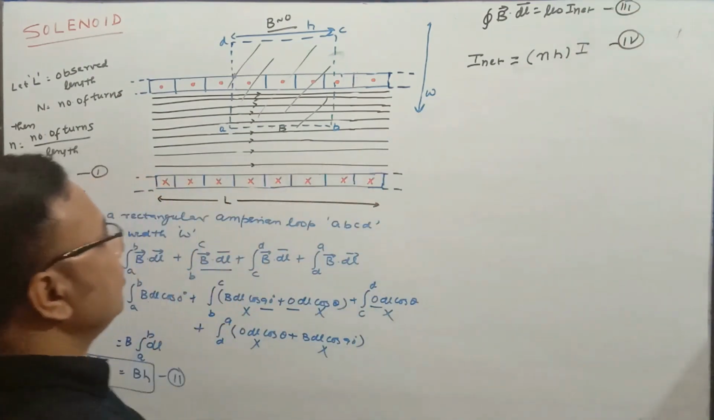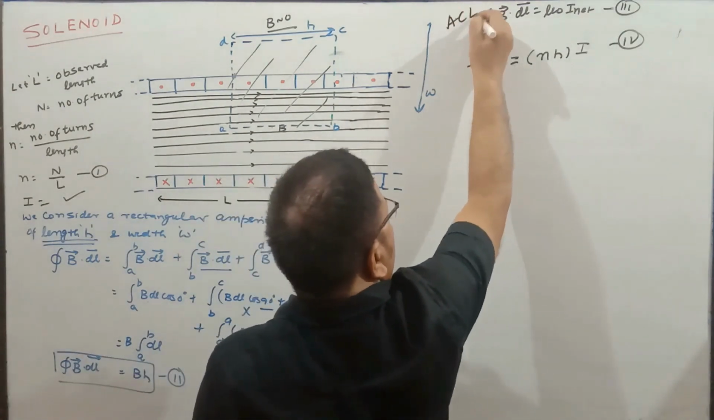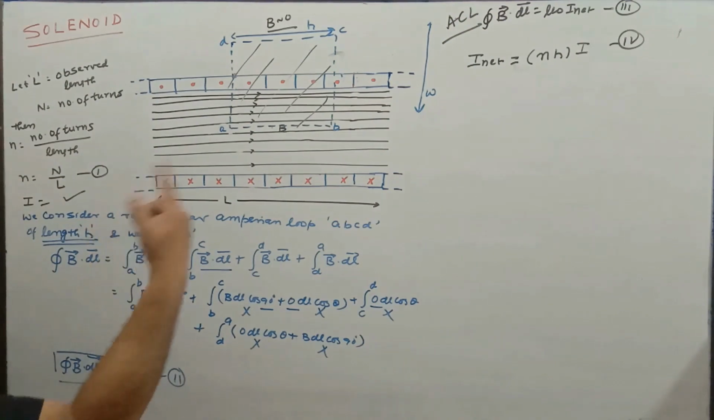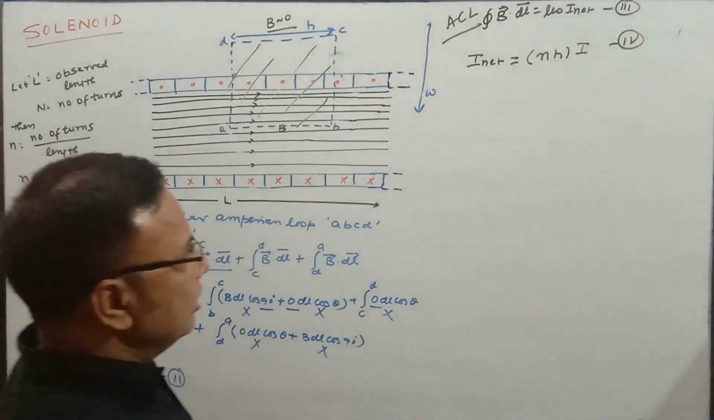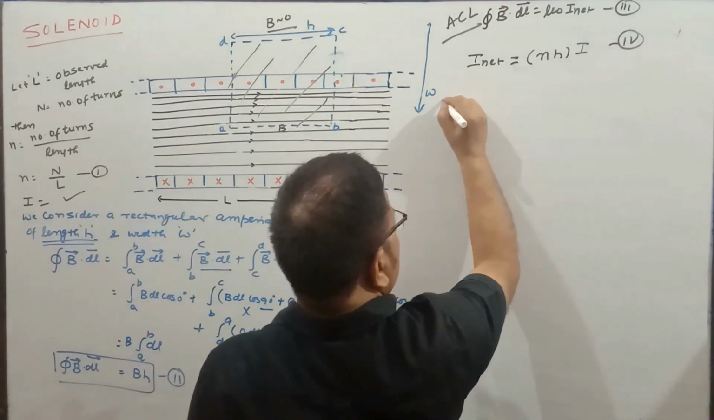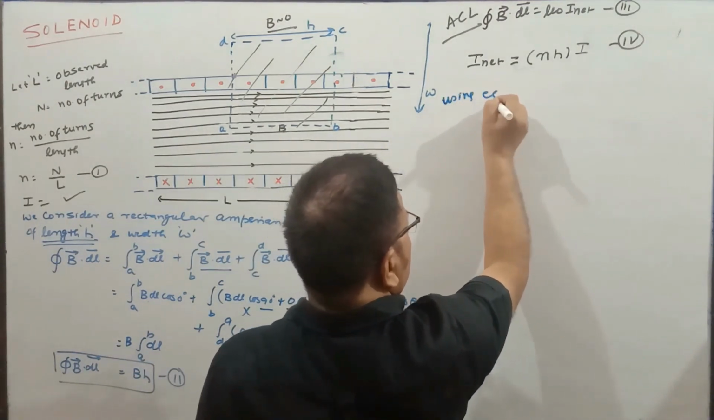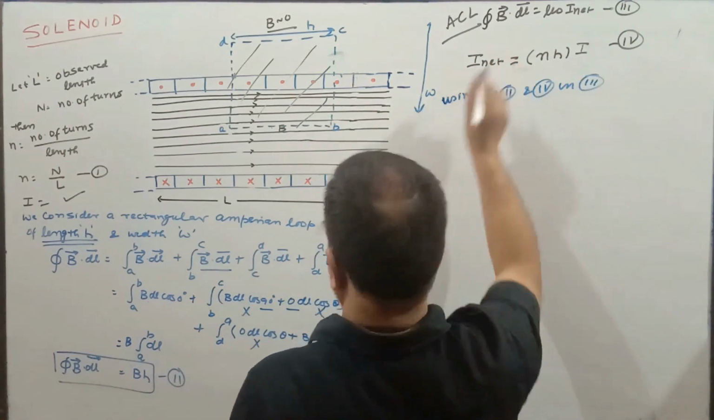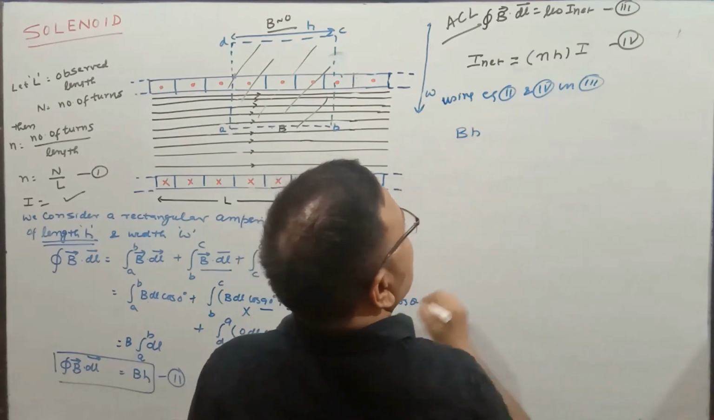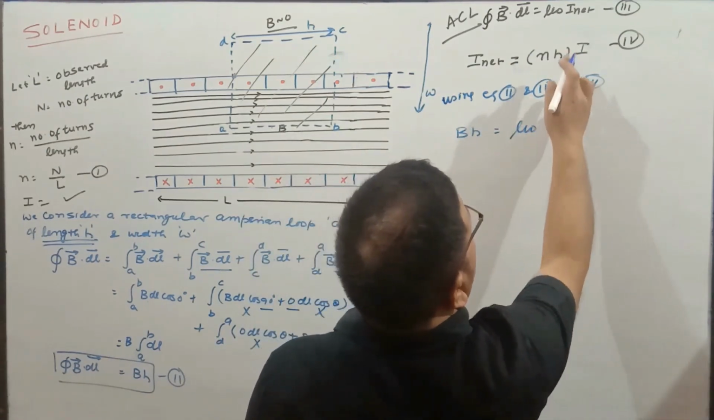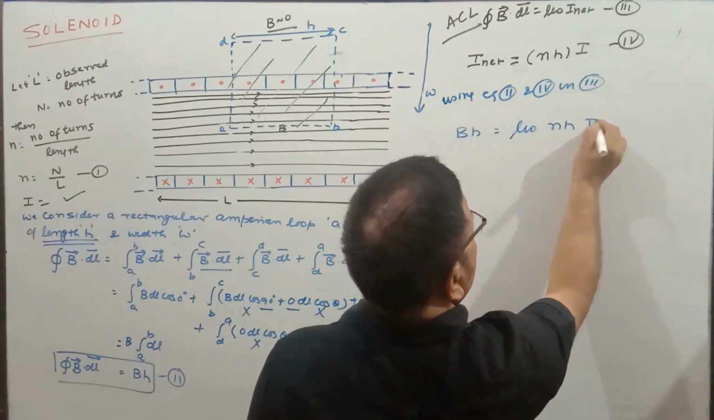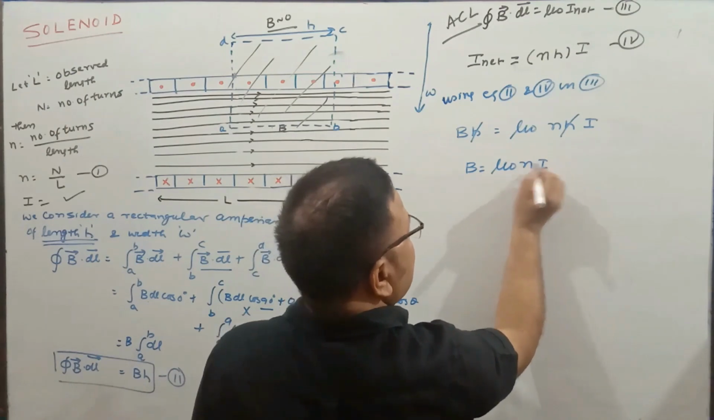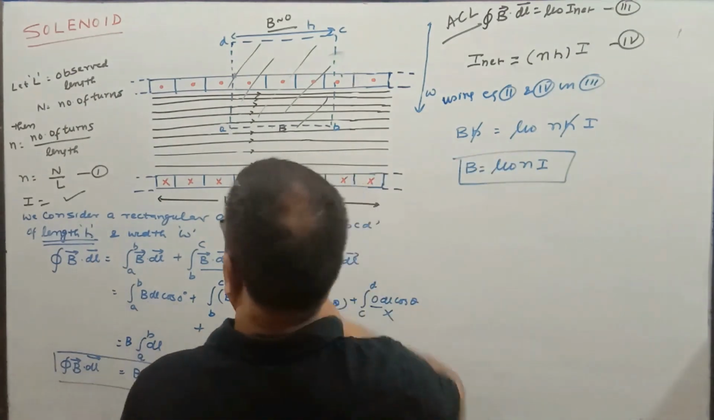Now this is Ampere's circuital law. Use the I net value and the B dot dl value from equations 2 and 4 in 3. So we shall have integral B dot dl, which is B into h, equal to mu naught I net. I net is n into h into I. These two h cancel out. So B equals mu naught nI. Here you can put the value of n as well.